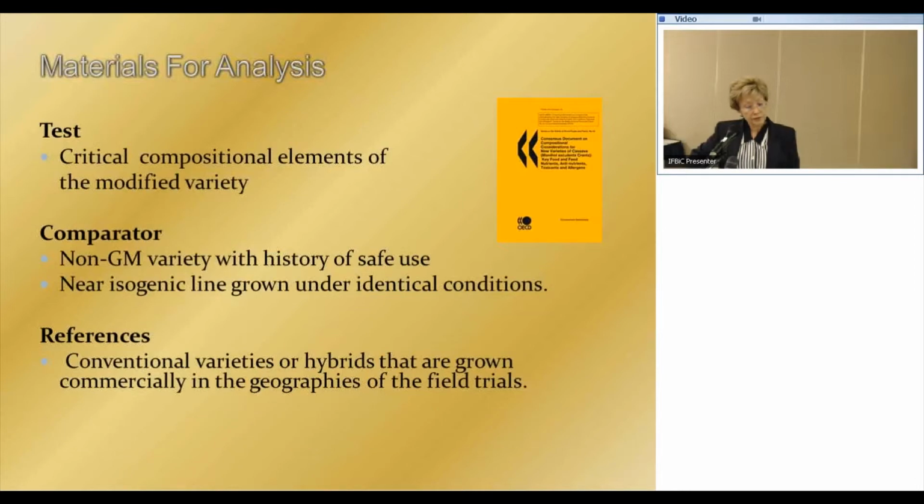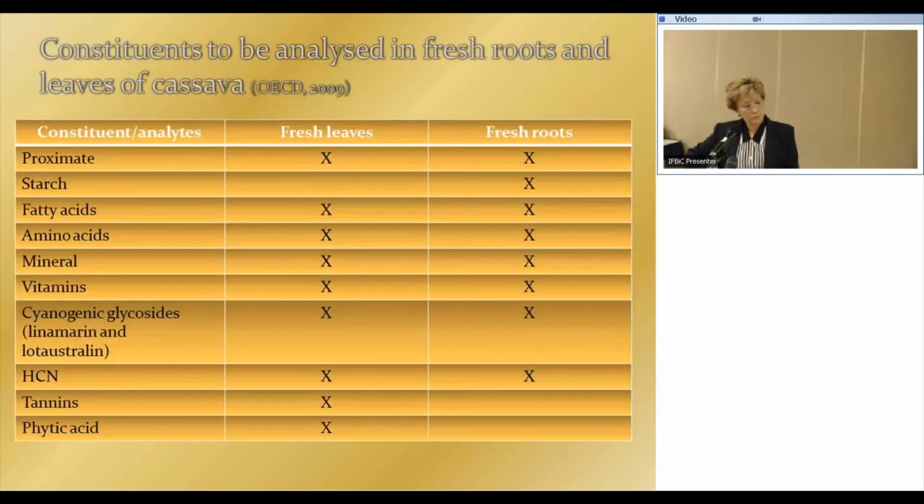So the references are conventional varieties or hybrids that are grown commercially in the geographies of the field trials. This is, for example, cassava again, where we decided on these specific elements that are important characteristics. You'll see that specifically the high HCN and cyanogenic glycosides is a very important part. But these are the characteristic ones, the endpoints that we are focusing on. But should there be changes in future, we have to reconsider that.